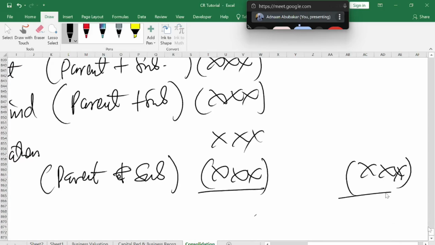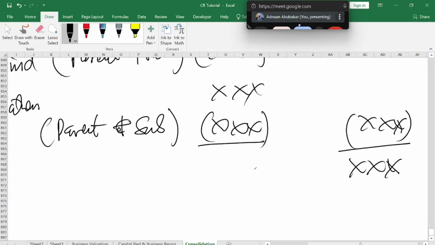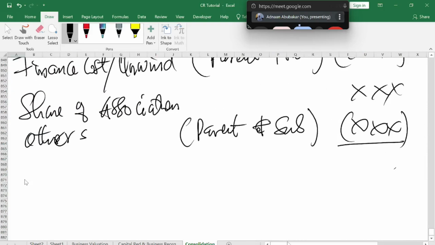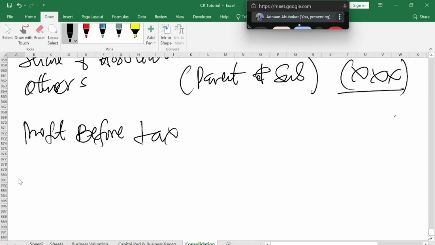Then you will deduct, and whatever you get is your profit before tax. Now you have your profit before tax. So when you come, you come and charge tax on it.